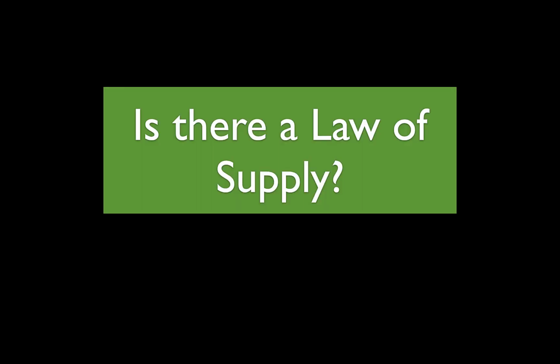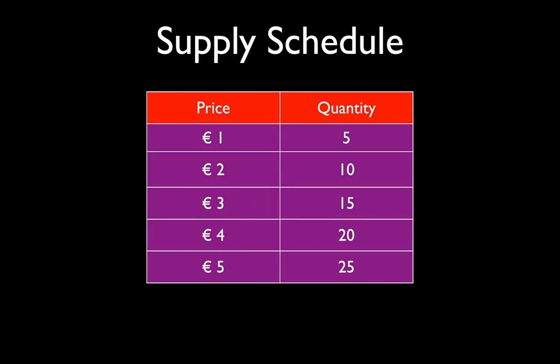Now, this is the question that we're coming to in this video. So the very first thing we're going to do is introduce the supply schedule, which is a table that shows the quantity supplied at each price. Now, what we are looking at here is, again, I'm dealing with euros, I'm Irish, such is life. Okay, so as the price rises, what happens to the amount of this good that the firm is willing to produce and then bring to the market in order to sell?